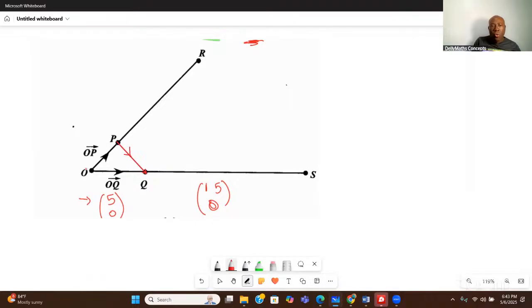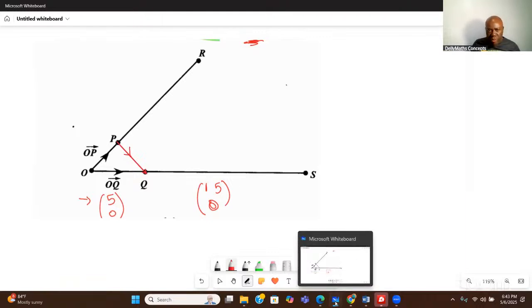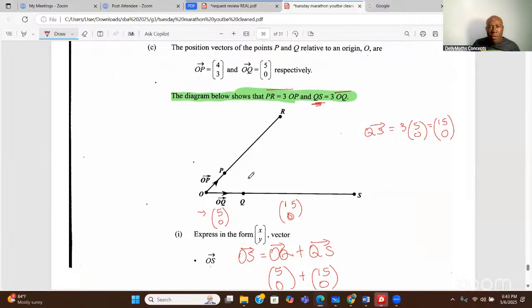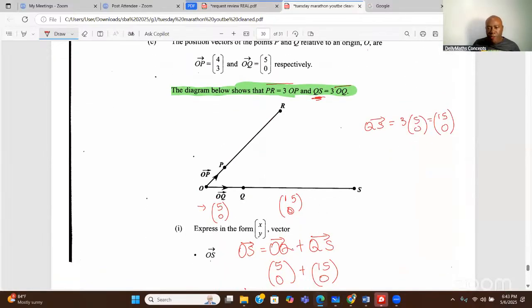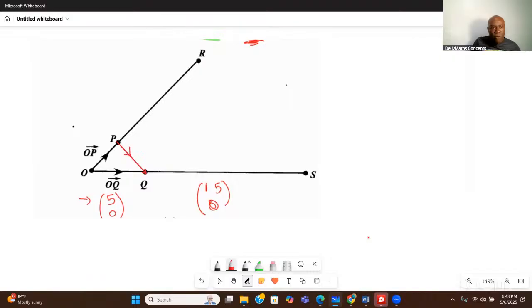So we got OP. I'm going to put it up there. I'm just going to click back on the screen. We got OP. OP was (4, 3). So I'm going to put it here. OP was (4, 3) going up. So we have this to be (4, 3), but going in that direction. Remember now that we are going from P to Q. So they ask us for PQ.